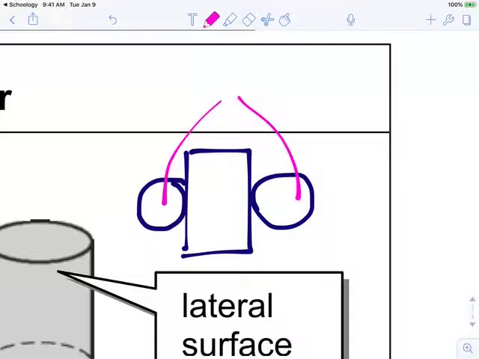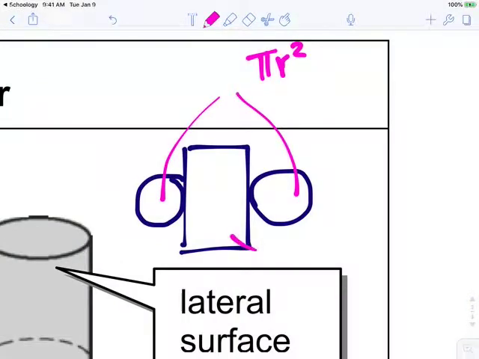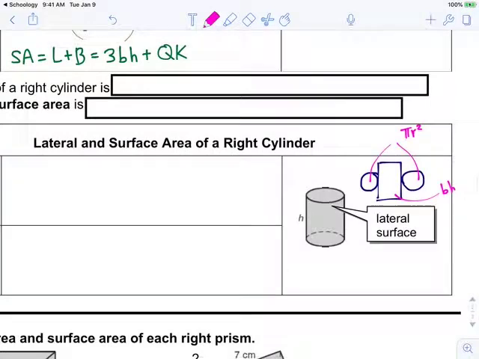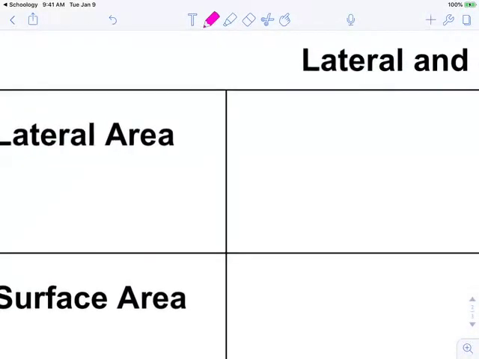This one we've learned previously. I know it's pi r squared. If you don't write these down, or if you don't try them, you're going to forget them. Okay? Pi r squared. For the rectangle, that one's just base times height. So let's see if we can do this on our own. Lateral area. That would just be the area of the rectangle.